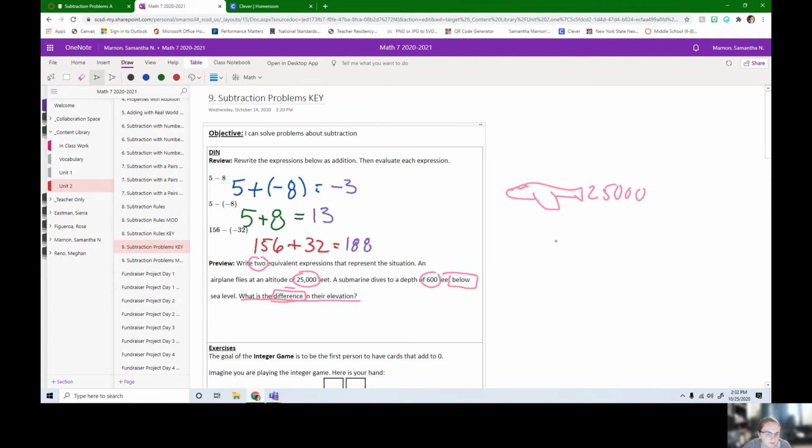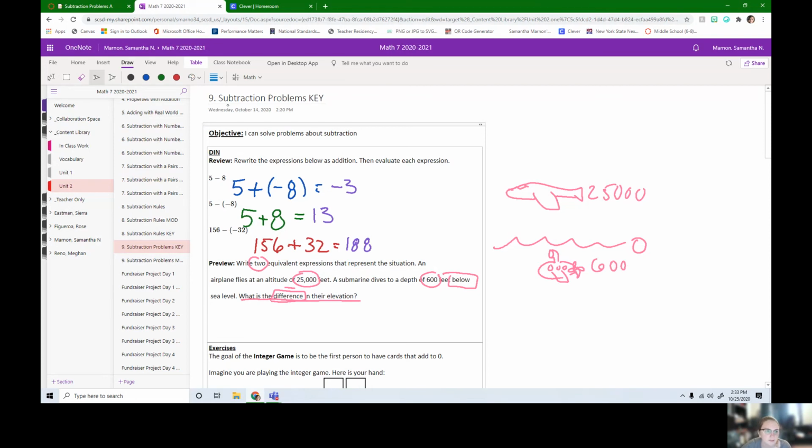And that's above sea level. So if I draw in sea level here, this is our 0. Sea level is always 0. A submarine is 600 feet below. So let's see if I can draw a submarine. It's not the greatest submarine, but it's a submarine. Okay, there's the propeller on the back. And let's do some windows. Okay, so the submarine is 600 feet below sea level.